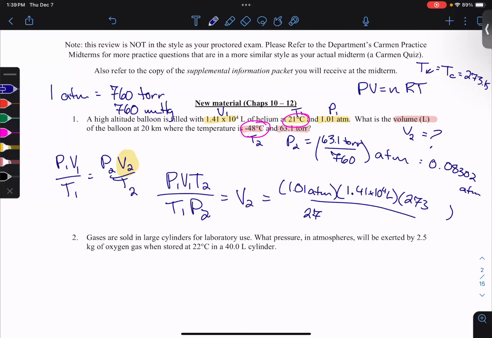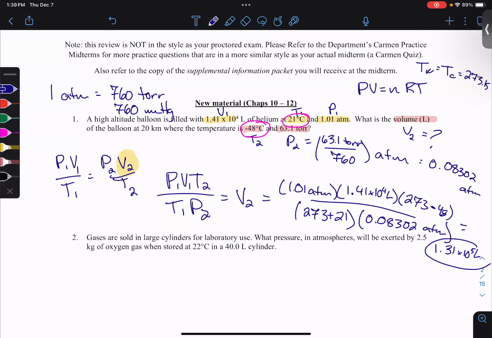So 273 minus 48, there we go. And then our bottom T1 is 273 plus 21 degrees Celsius, divided by P2, which is that new 0.08302 ATM. And then you plug all of that in and you get a new volume, 1.31 times 10 to the 5 liters. All right, so recognize that in this question, we're taking the same sample, just putting in different conditions. That's when we use the combined gas law.